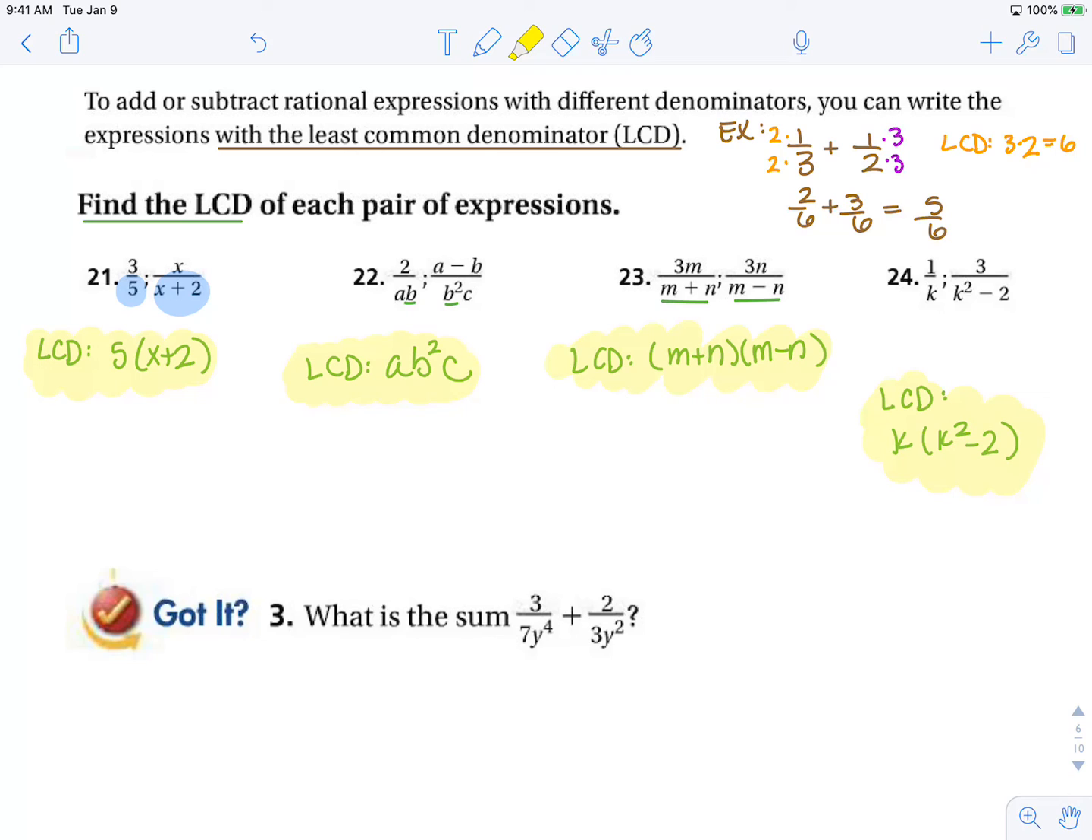So now we will apply this and add and subtract some fractions with unlike denominators.